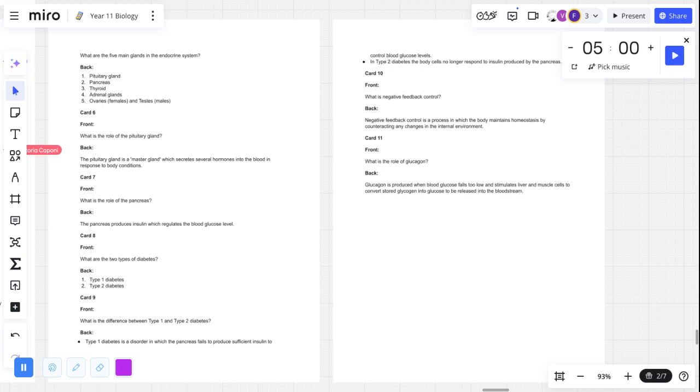All right. Role of glucagon. When you're out running and you've missed something to eat, or for any reason your blood glucose goes down too much, glucagon does the opposite of insulin. It breaks down glycogen in your liver and releases glucose into your bloodstream.